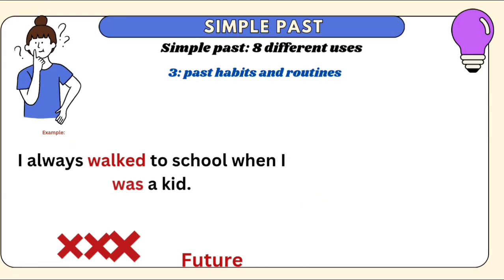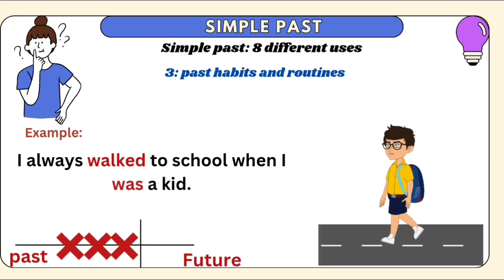Here's another example. I always walked to school when I was a kid. So when I was a child, every day I walked to school, so it happened many times in the past. It was my routine. I did it every day. But it's still in the past, so that's why we use the simple past.